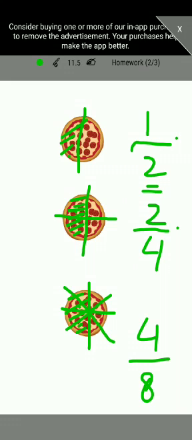Now all of you can see that 2/4 is equal to this, since they are representing the same quantity, so the fractions are equal. All right, they are equivalent fractions. Okay, I hope you all have understood this.